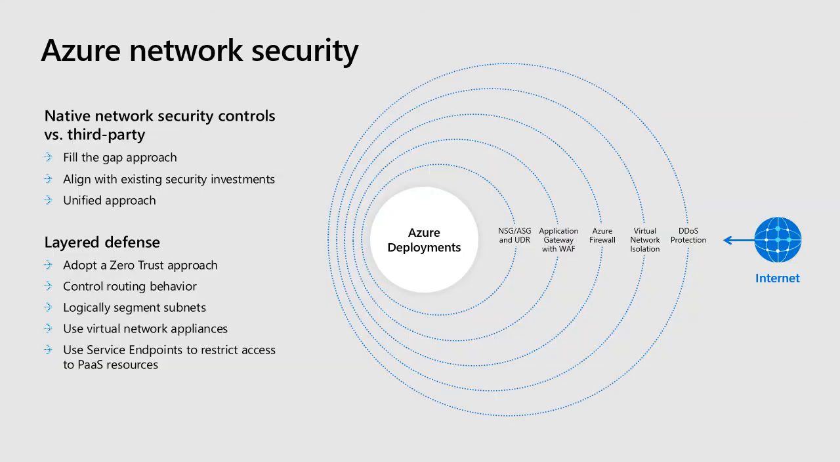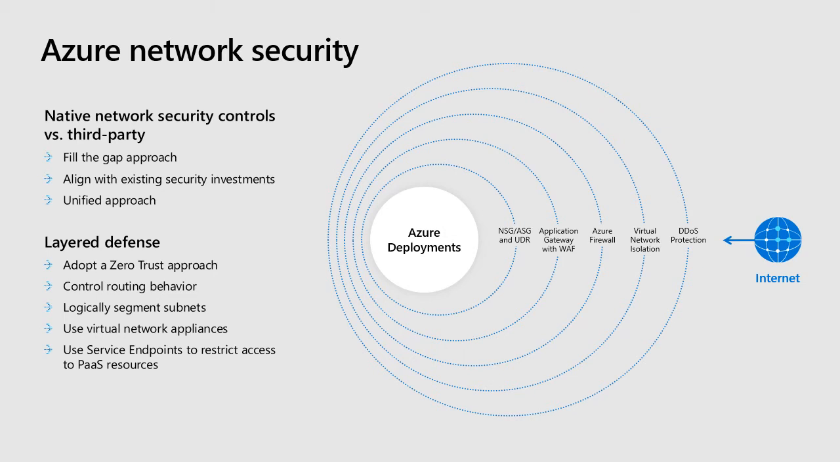Now, as far as Azure Network Security is concerned, this is a great diagram that illustrates the different layers of protection that you can put against your Azure deployments, whether they're infrastructure components or your application. So the approach that we are taking, this layered defense approach, a zero trust approach, you can control routing behavior of traffic coming in from the internet and out to the internet. The other concept is logically segmenting subnets and using virtual network appliances. So these are the different network security capabilities that I want to talk about.